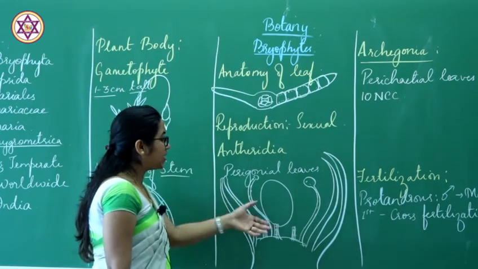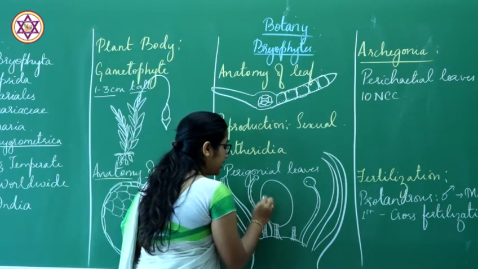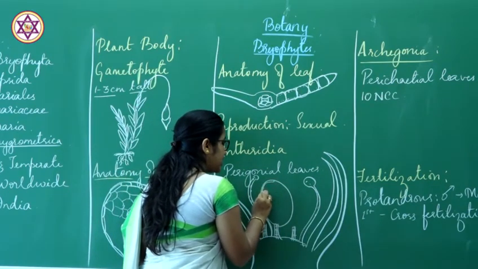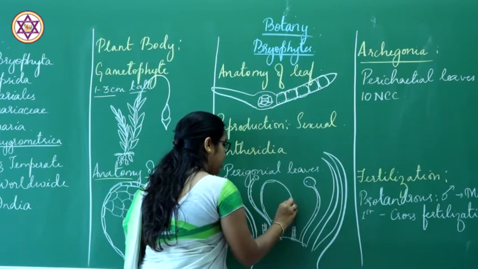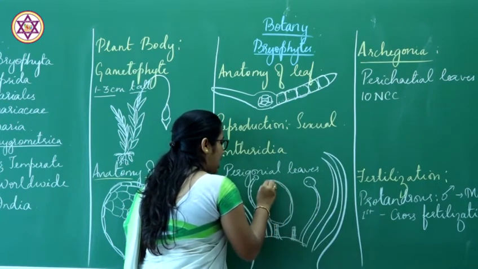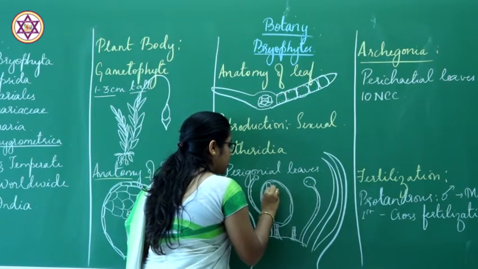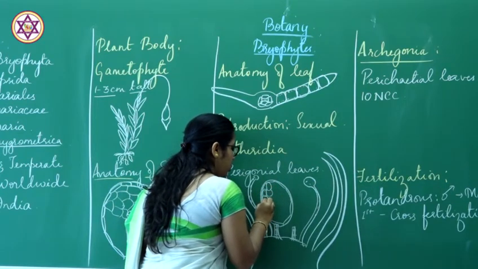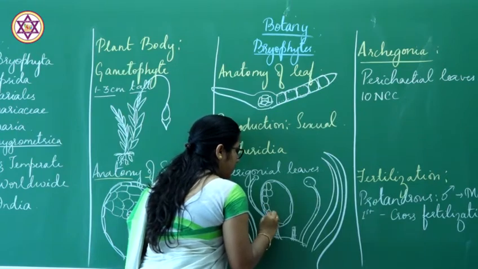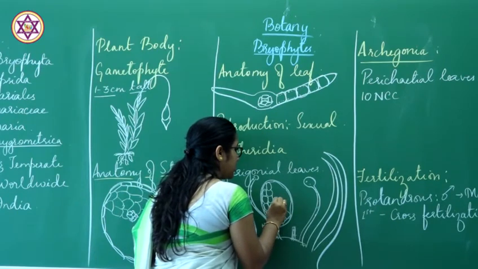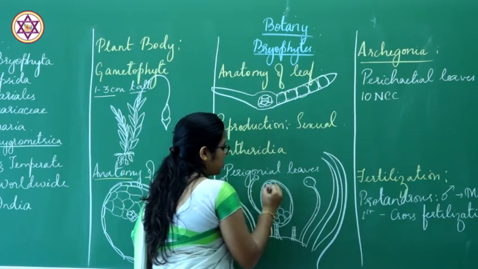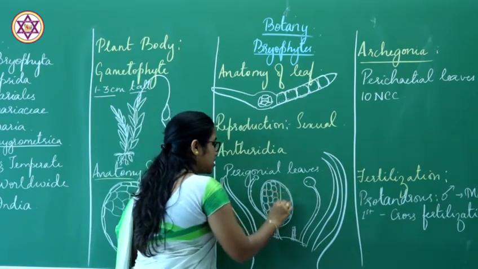Now, talking about the antheridium, you will find that it consists of a single sterile jacket layer and plenty of androcytes. Androcytes are nothing but the spore mother cells, that is the antheridial cells, which are going to undergo meiosis to form the antherozoids. You will find plenty of sporogenous tissue.